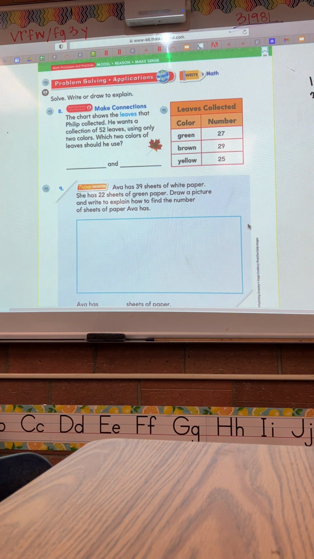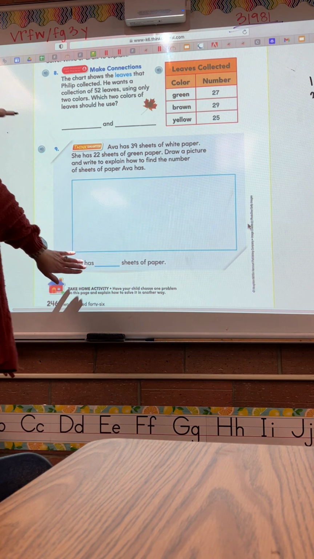For number 8, it says make connections. The chart shows the leaves that Philip collected, and he wants a collection of 52 leaves using only 2 colors. Which 2 colors of leaves should he use? And then number 9 says Ava has 39 sheets of white paper. She has 22 sheets of green paper. Draw a picture and write to explain how to find the number of sheets of paper that Ava has. And then down here, your answer would go here.